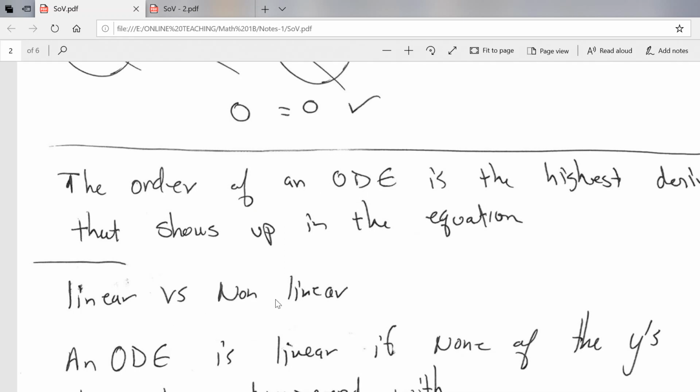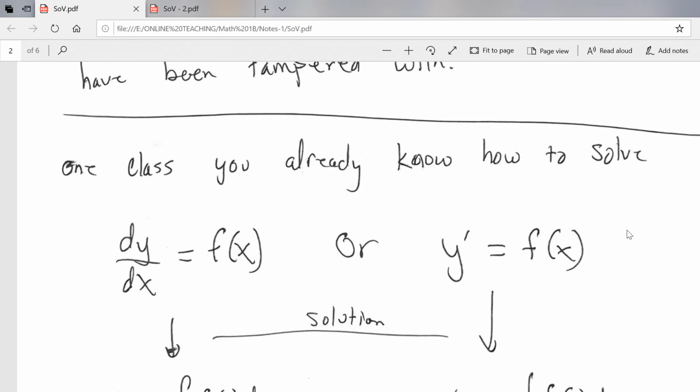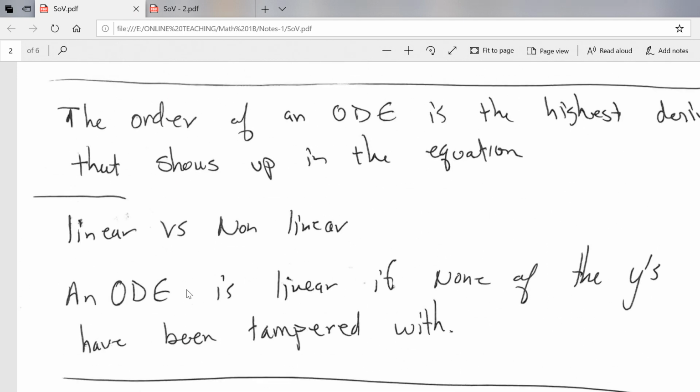Now, linear versus nonlinear. So we want to know, is the differential equation linear or not? And so there's a definition in the book that says that a differential equation is linear if it can be written in a certain way. And that is very confusing. So what I say is a differential equation is linear if none of the y's have been tampered with. And I'll show you in a second set of notes what that actually looks like, the linear versus nonlinear part.